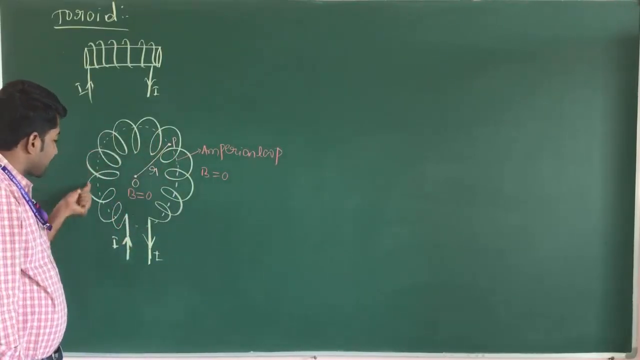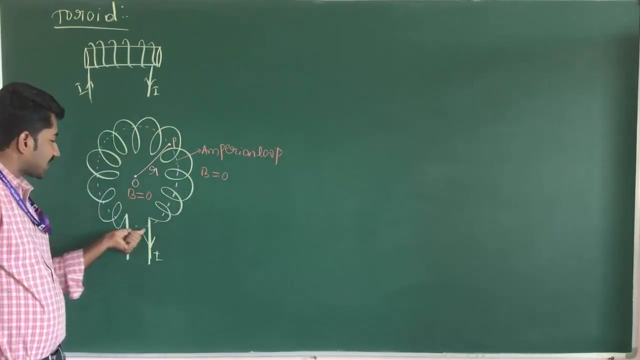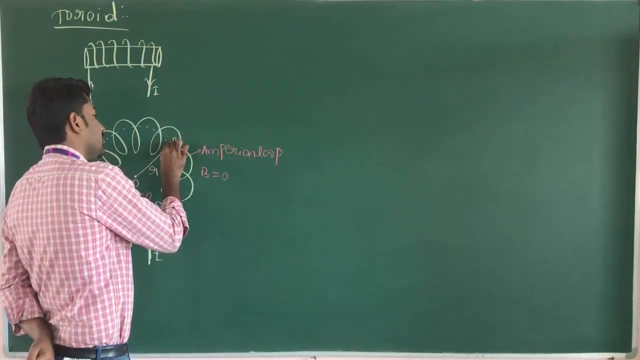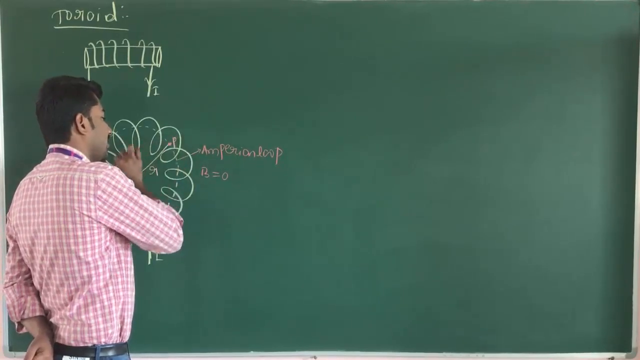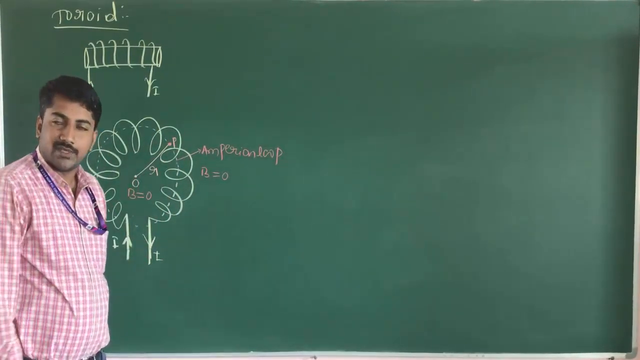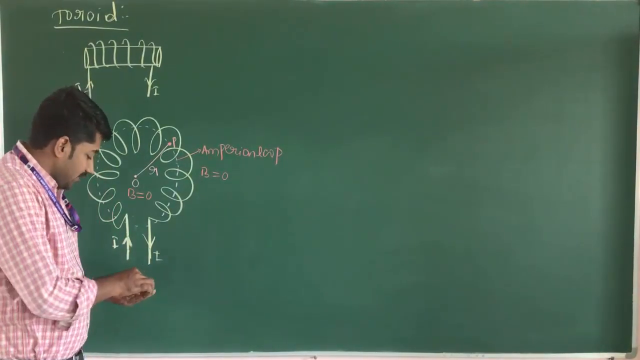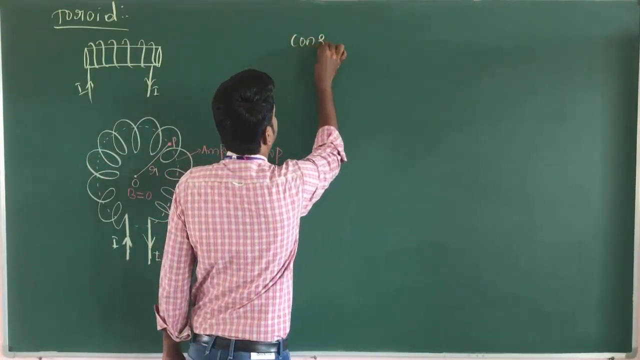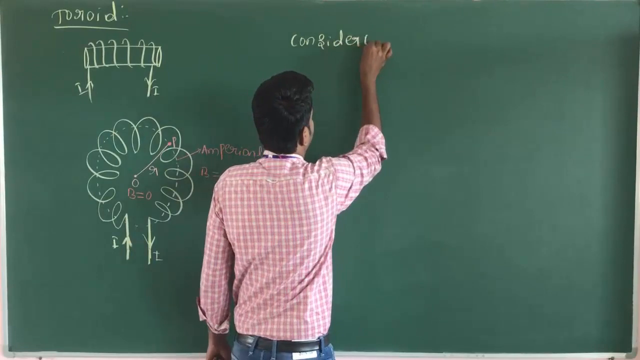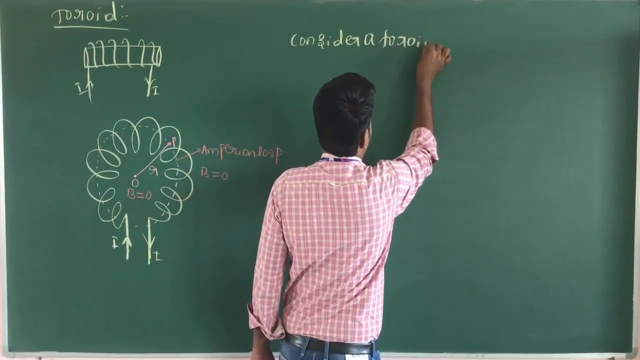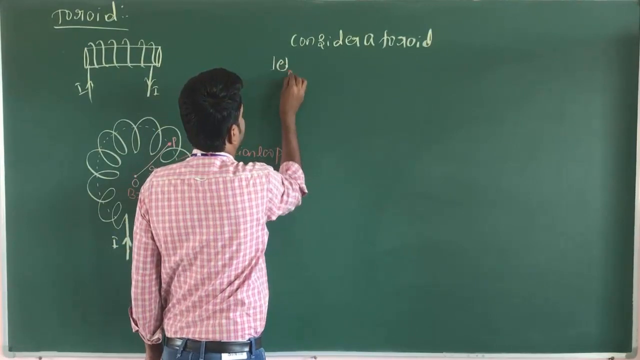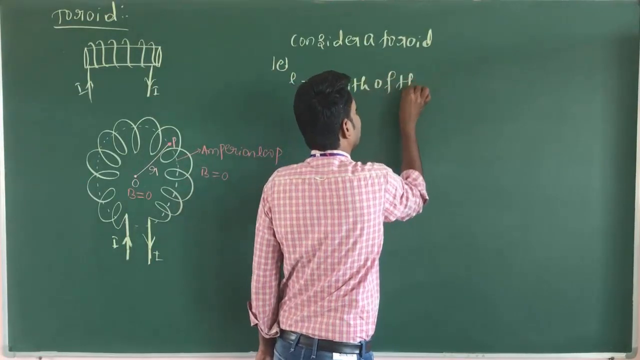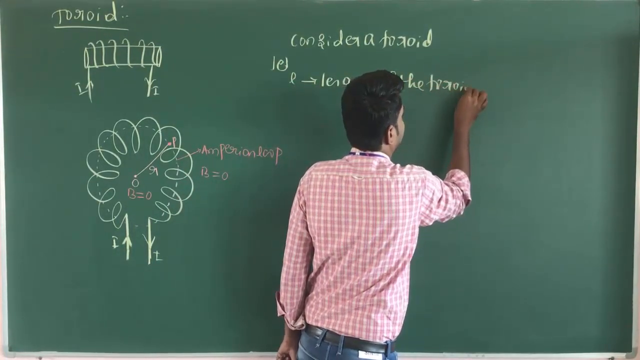This is taken as the current element, or the current carrying conductor. This is an imaginary point. Now I am going to find the magnetic field at this point due to this toroid. In this diagram we consider a toroid. Let L be the length of the toroid.